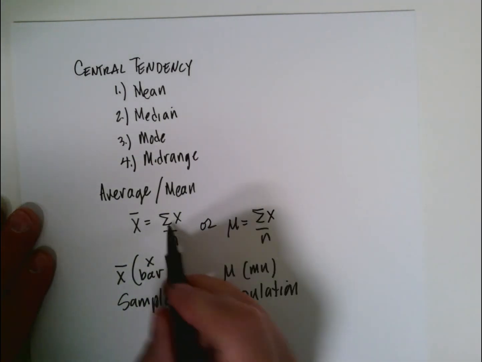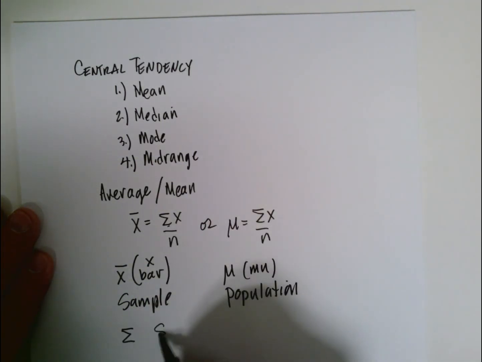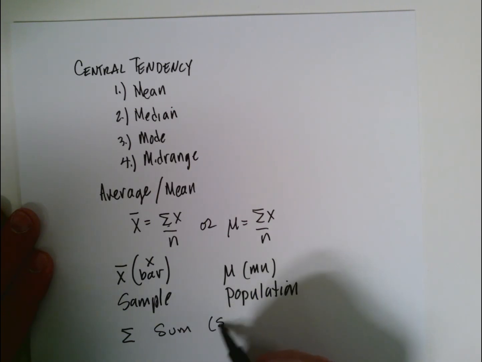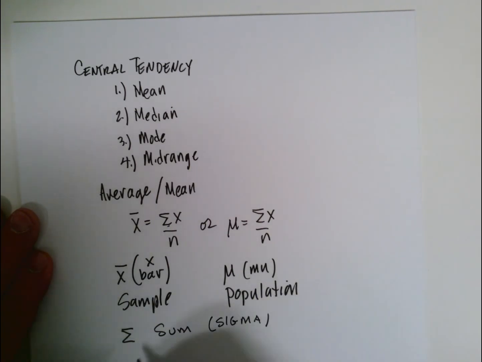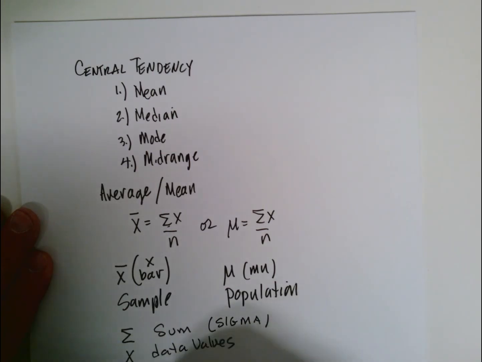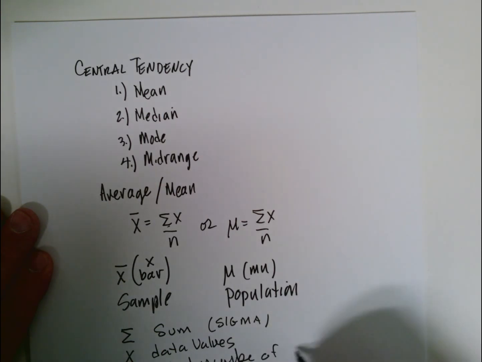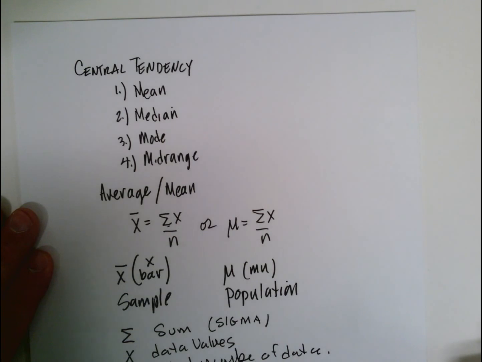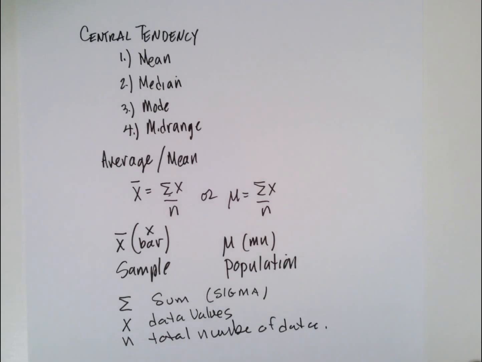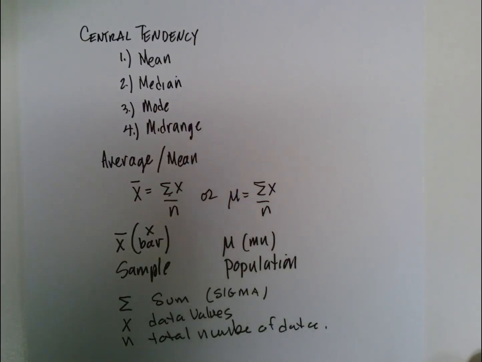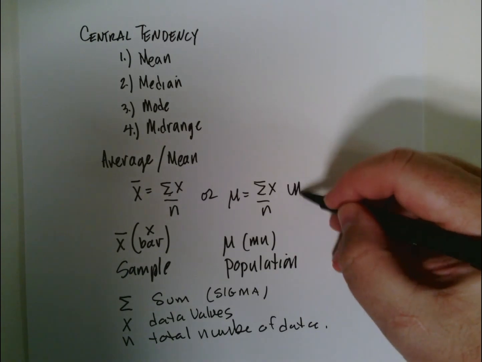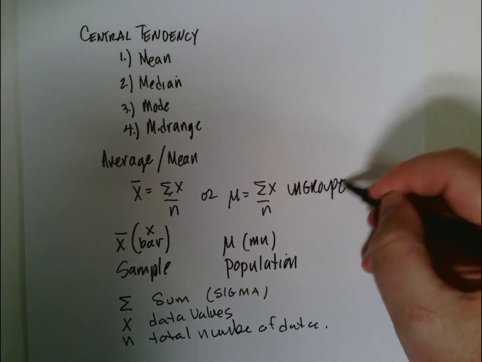Now these symbols, this thing represents the sum. It is actually the Greek letter sigma, uppercase, but it means to sum. The X is your data values, and N is the total number of data. So essentially this says add them up, divide by how many there are, which is really common. This is our formula for ungrouped data.